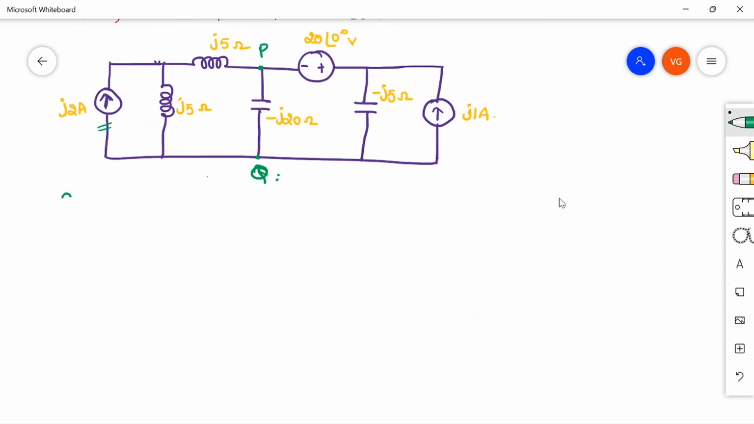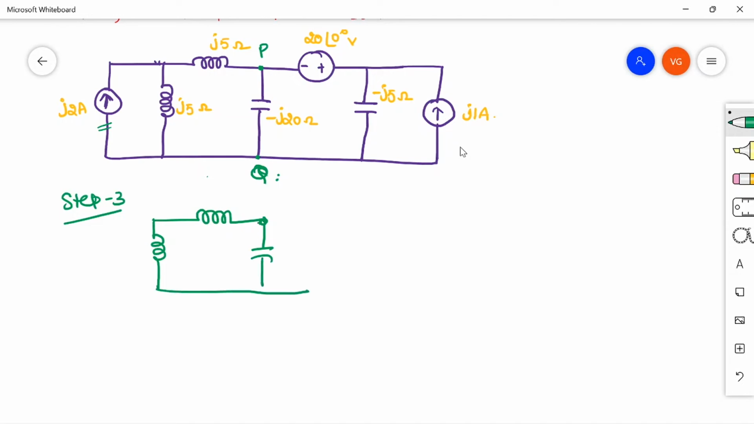Now step 3. Considering the voltage source and replacing the two current sources with their internal impedances, that is open circuiting, the circuit looks like this. So I am just considering only the voltage source. Here I am drawing the voltage source and open circuiting the two current sources, both the sides. So this is J5, J5 and this is minus J10 and minus J5.